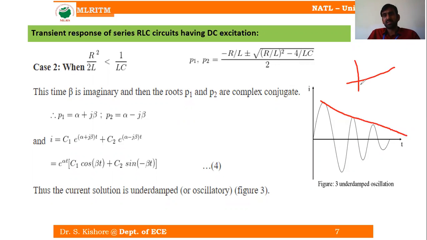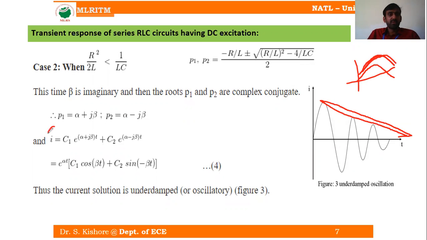Whereas in the previous case, it is an overdamped response with respect to the time constant. But here we can see an underdamped response. So this is nothing but the underdamped response or underdamped oscillation.